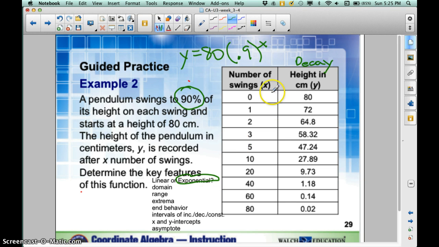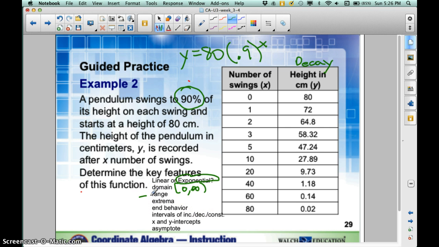The domain in this case, in this applied problem, you have to think about all possible values here. So yes, I can have 0 swings, I can have 1 swing, I could have 100 swings, but I definitely can't have a negative number of swings. So in this, my domain is going to be from 0 with a square bracket to positive infinity. We don't actually know when the pendulum stops, is completely still.